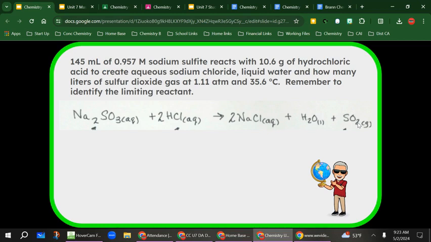There is no formula where you take grams times molarity.